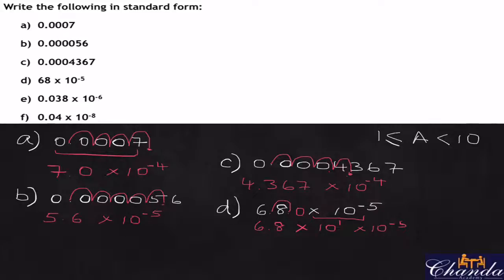So we have 6.8 times 10 to the power of positive 1 and to the power of negative 5. You combine those two, or you add those two, and you end up with negative 4. So 6.8 times 10 to the power of negative 4 is the standard form of that number. Now let's have a go at parts E and F.